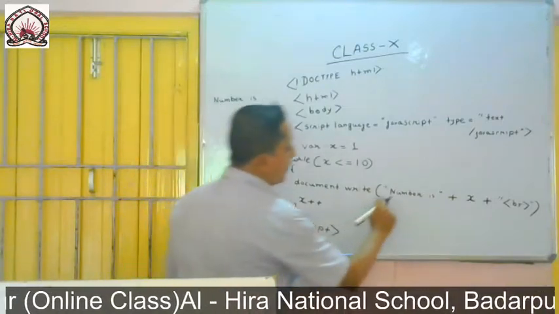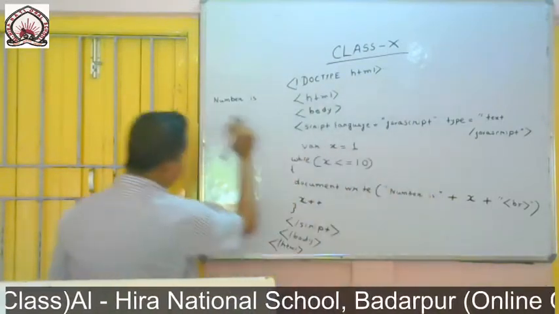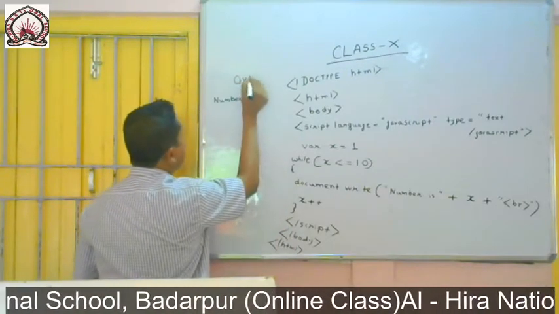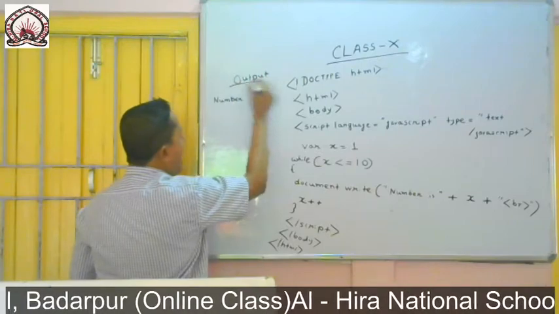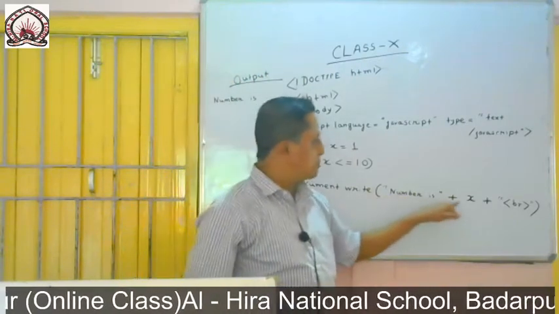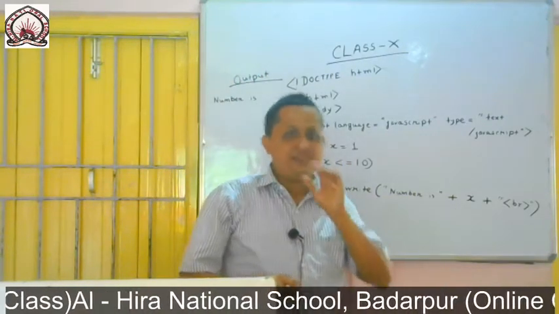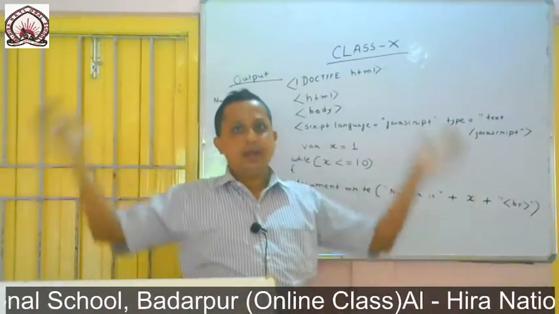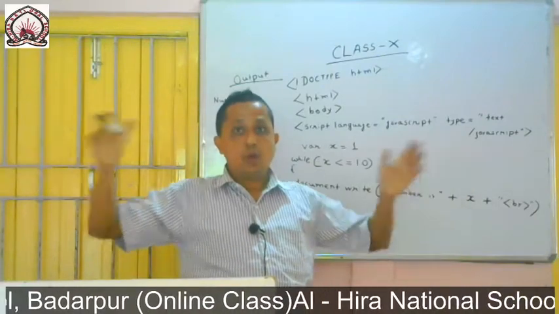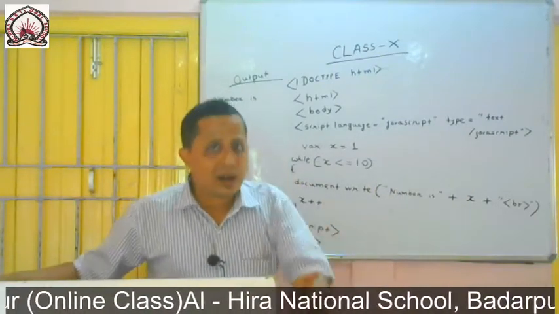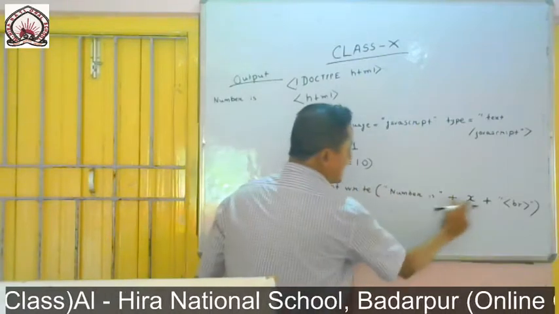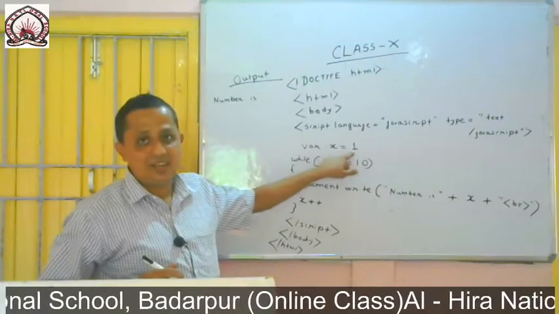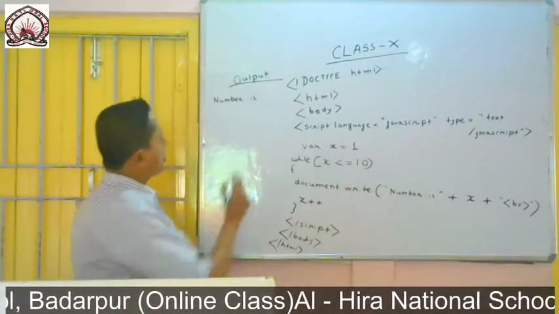Here I have written "Number is". So the same thing, number is, will be displayed in the output. This is the output. Number is plus. Basically in JavaScript we use this plus symbol for combining 2 or more statements. So number is, then I give x. What is the starting value of x? The starting value of x is 1. So it will show like this.